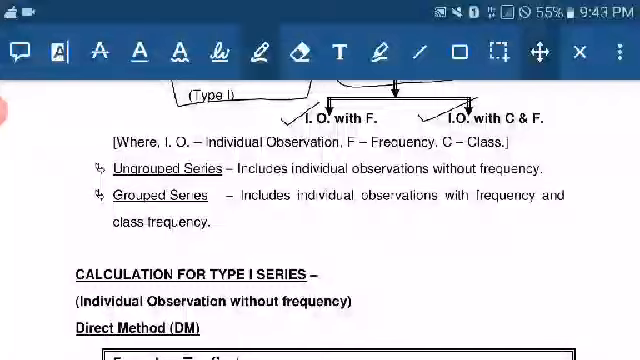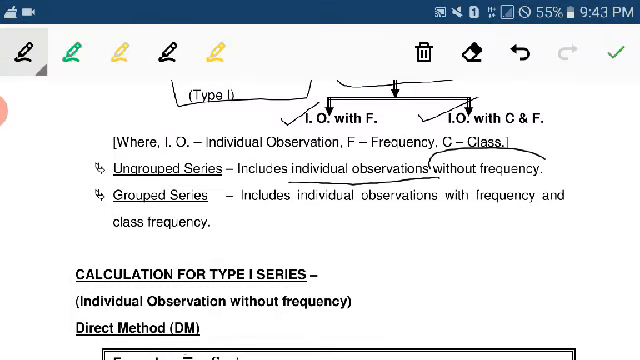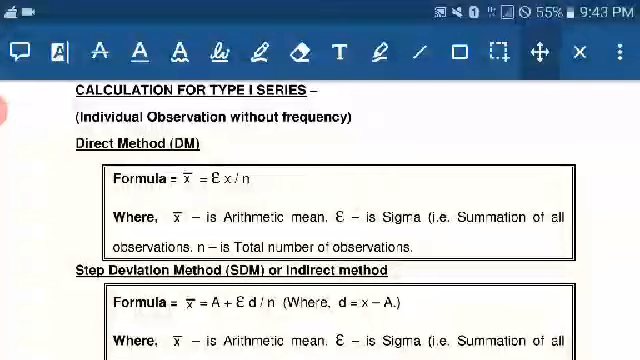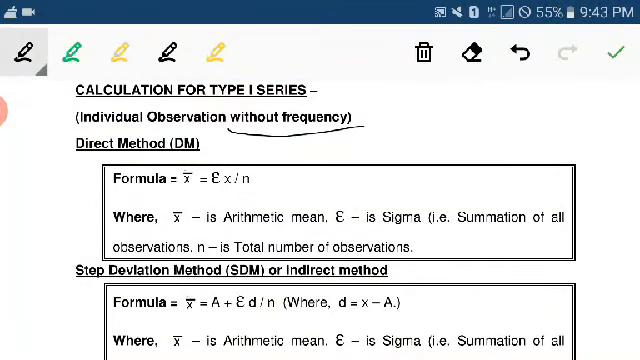Ungrouped series include observations without frequency, and grouped series include observations with frequency and class frequency. Calculation for the type 1 series, that is individual observations without frequency, by the direct method: x bar is called the arithmetic mean, sigma means the summation of all the observations, and n means the total number of observations.